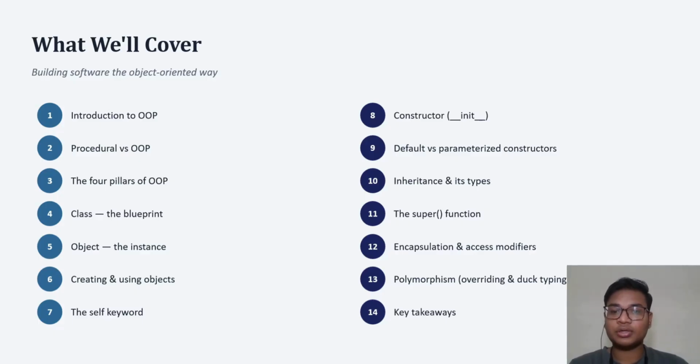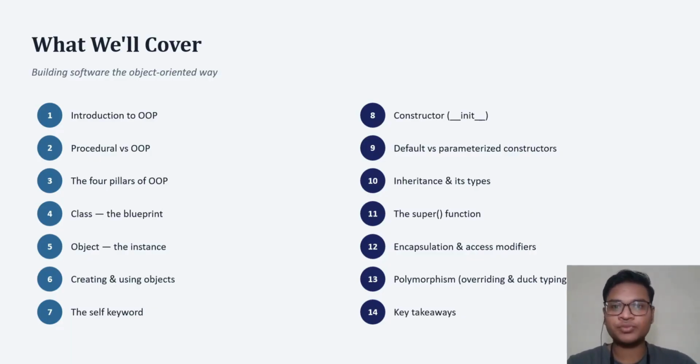Ninth one is default versus parametric constructors. Tenth is inheritance and its types. 11th one is the super function. 12th one is encapsulation and access modifiers. 13th one is polymorphism, that's overriding and duck typing. What is this thing? Well, let's talk about it. And the 14th, the last one is the key takeaways, that's the recap. So these are the agenda of our today's class. Let's talk about them one by one and cover all the topics in brief.